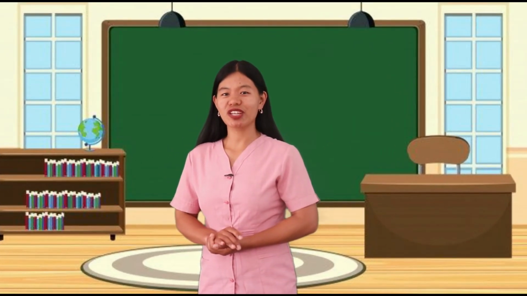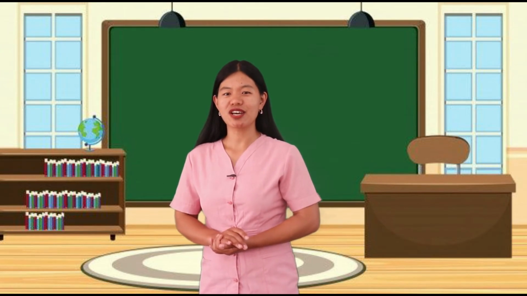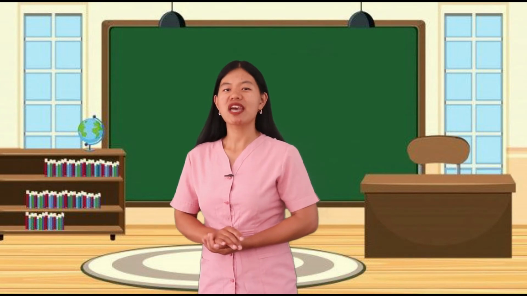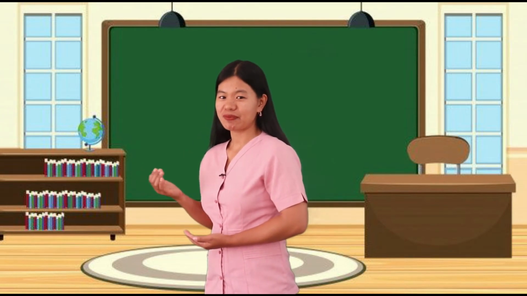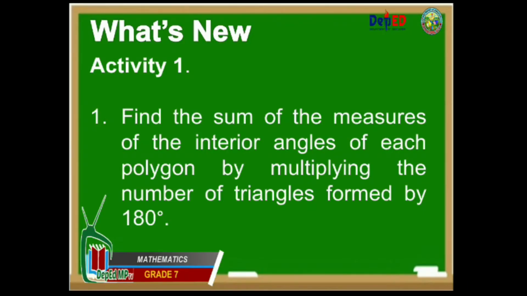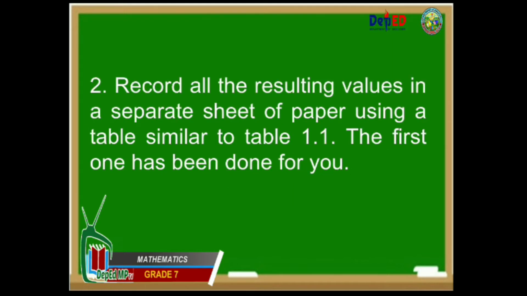Now, try to determine inductively the sum of the measures of the interior angles of any polygon by doing the following activity. You may pause this video and answer the activity. Do the following steps. Number 1. Find the sum of the measures of the interior angles of each polygon by multiplying the number of triangles formed by 180 degrees.